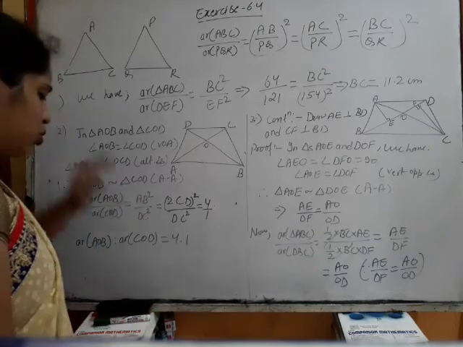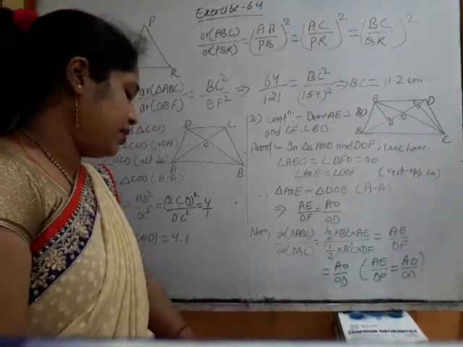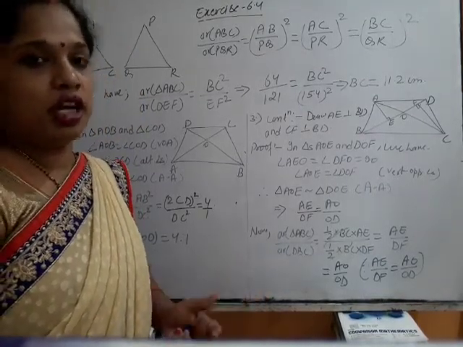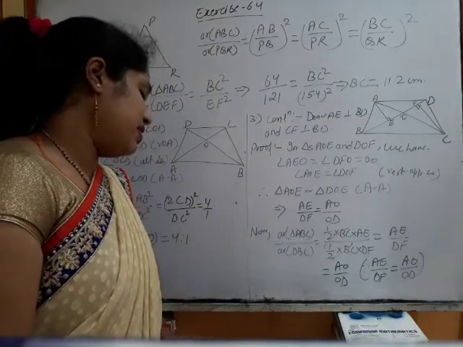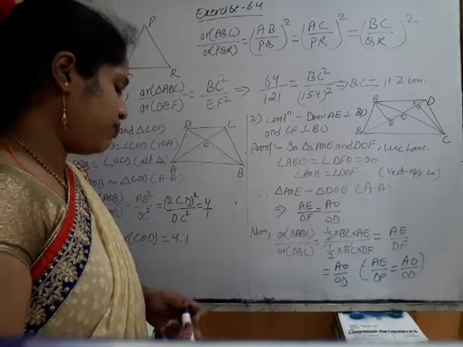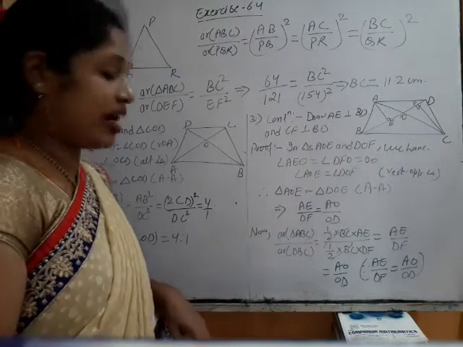Question number 1 says, let triangle ABC and DEF be similar, ABC is similar to DEF. Their areas are respectively 64 cm square and 121 cm square. If EF is 15.4 cm, then find BC.